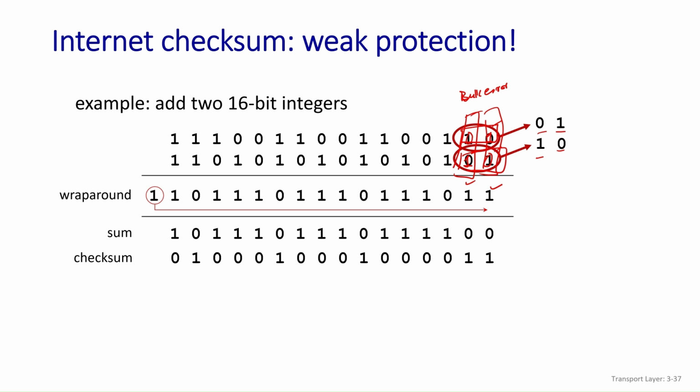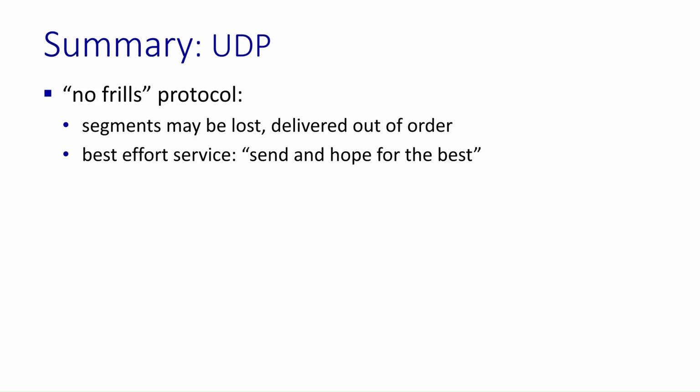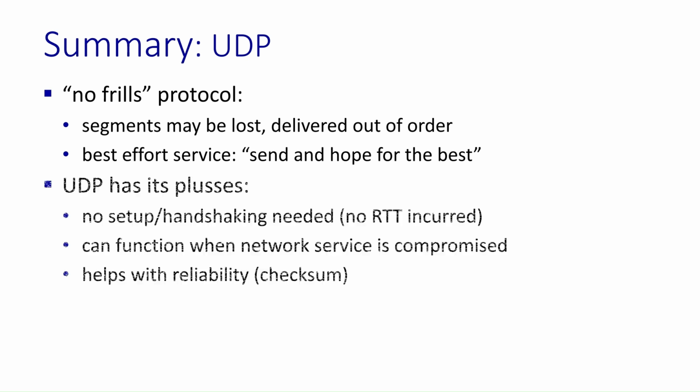Okay, so if we try to summarize our discussion on UDP, we discussed that it's a no-frills protocol. It's a simple protocol. It does not add anything on top of the best effort service delivery provided by Internet Protocol. This means segments may get lost or can arrive out of order at the destination. So it's just best effort: we send and hope for the best, which means it will be delivered on the other side.